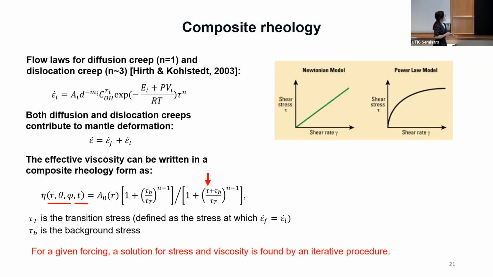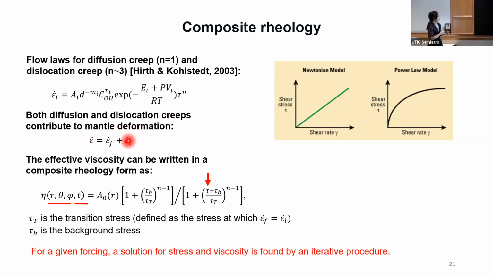So this is the composite rheology we used in our model. This equation comes from microscopic laboratory experiments. You can see the mantle rheology is very complicated. It depends on some microscopic parameters like grain size, the water content, also the activation energy and volume, and also depends on the temperature, the pressure, and the stress.